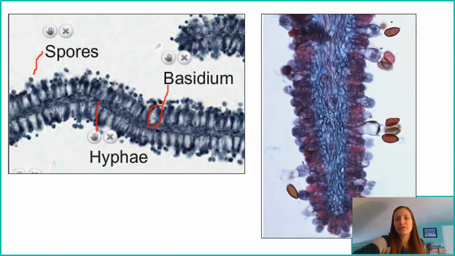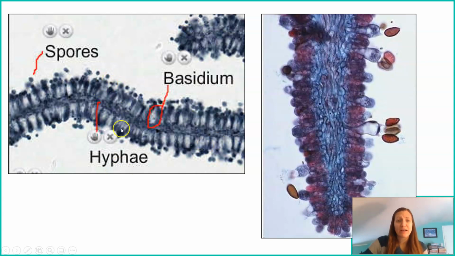Just to show you some microscopic pictures so you can get an idea of what these really look like. These two images are showing us the same thing. I'll talk about the left image first, and I apologize for the quality of it. The line that you're seeing going down the middle, this snake-like structure, this is if you were to cut the mushroom, cut a gill off, and you're looking down at the gill.